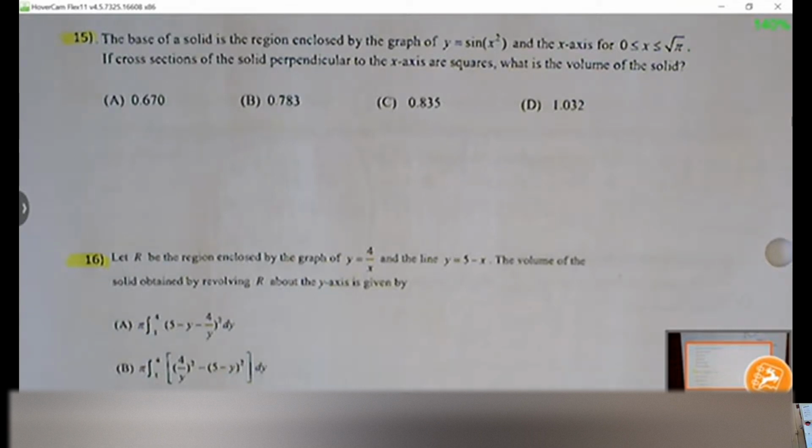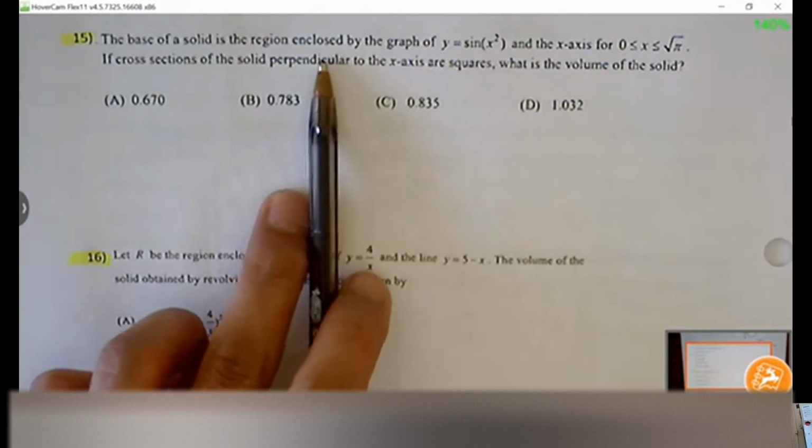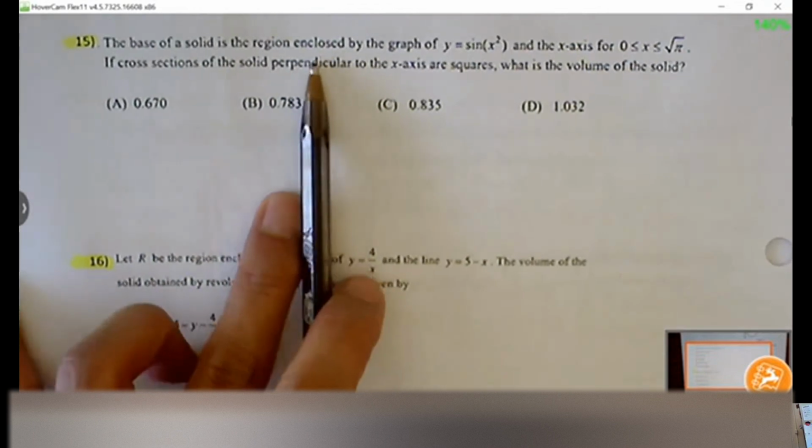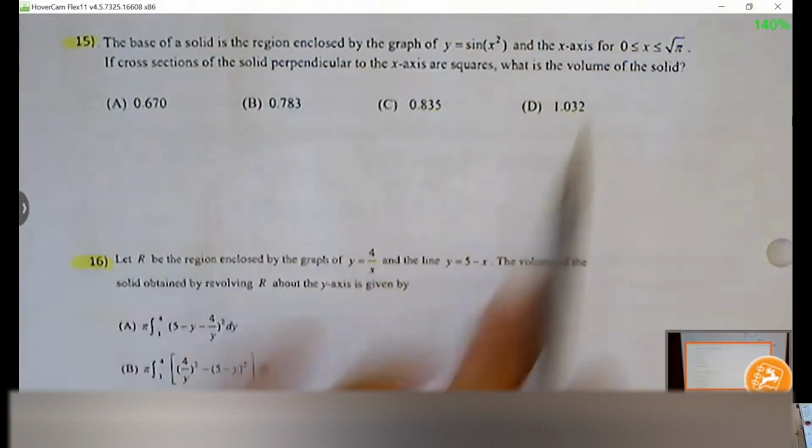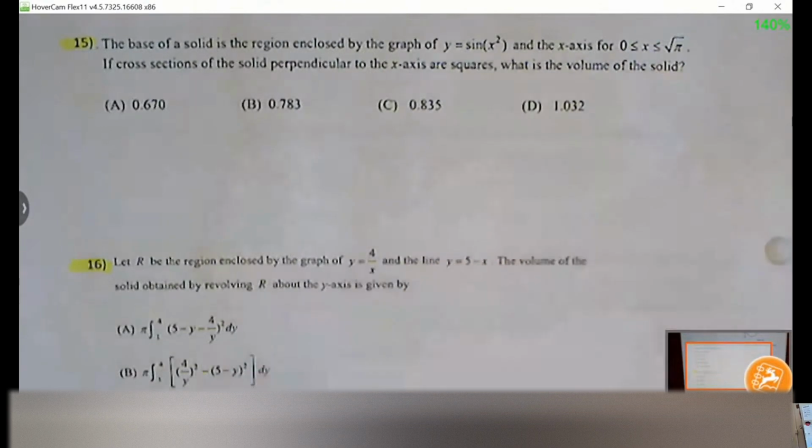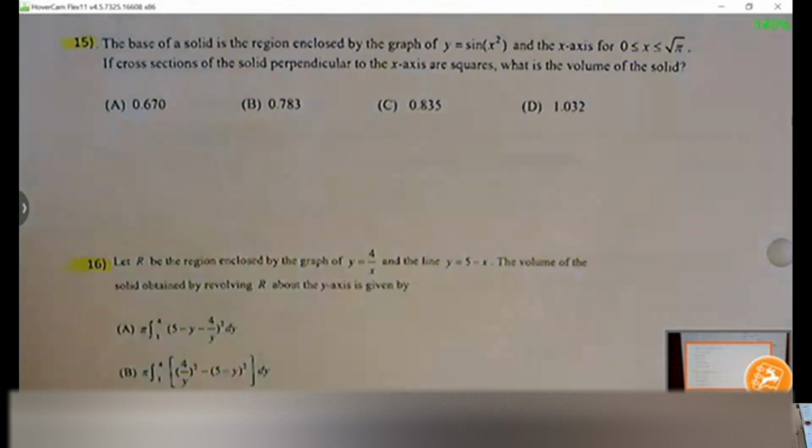Reads, the base of a solid is the region enclosed by the graph of y equals sine of x squared and the x-axis between the intervals of 0 and root pi. If the cross-sections of the solid perpendicular to the x-axis are squares, what is the volume of the solid? Okay, first things first, let's figure out what our shaded region looks like.